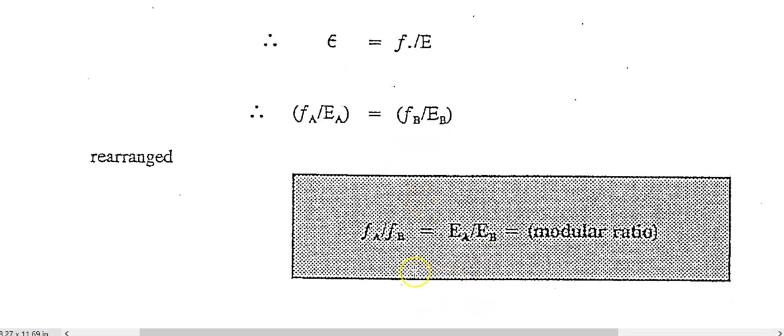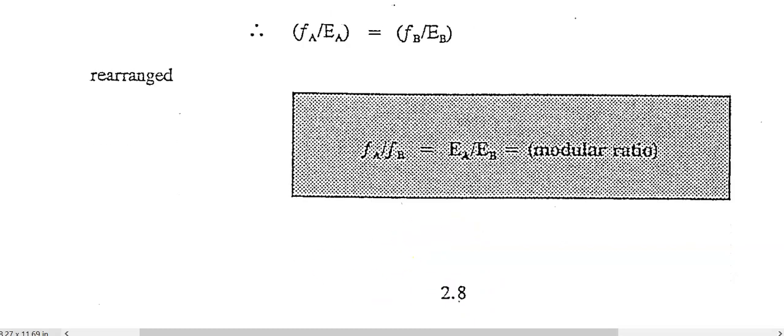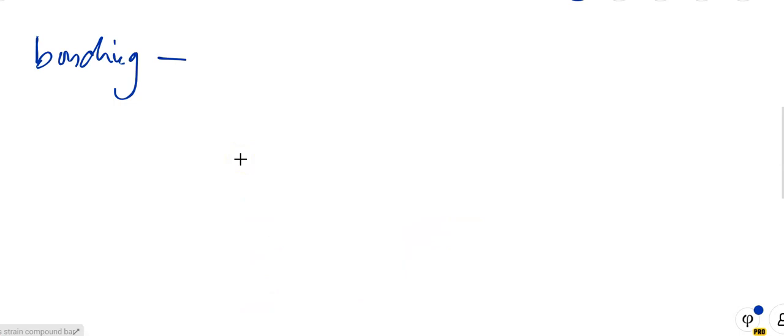Therefore, we can deduce that the stress in A divided by the Young's modulus in A is equal to the stress in material B divided by E of material B. Once we equate this to each other and rearrange it, it comes to that there. And that there is called the modular ratio equation, which I'm going to rewrite for us again quickly. So it comes like this.